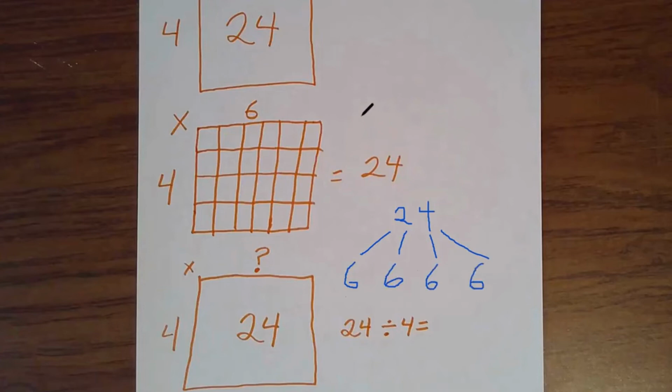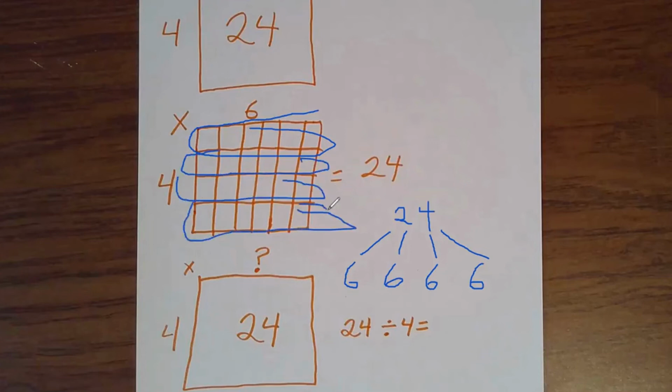So if you're to divide this in 4 groups, I'm going to do it this way. I think it's easier. 1, 2, 3, 4, right? We've divided it into 4 groups. Each one of these rows has 6 in it, right? So each one of these groups has 6 in there. So you can actually use the idea of a multiplication table or an area model to help you with division.